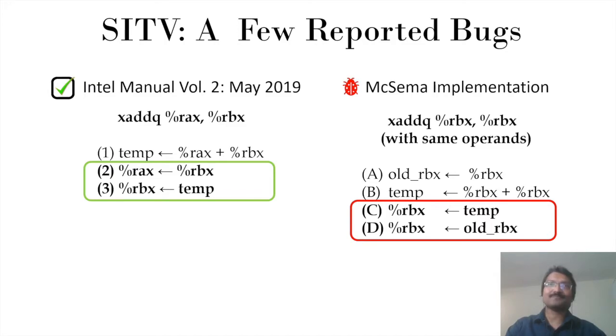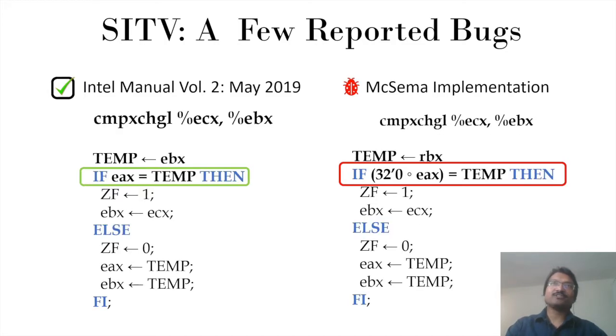This bug is related to the compare exchange instruction, where as per the correct semantics on the left, EAX needs to be compared with temp, whereas in the buggy implementation on the right, 0 concatenated with EAX is compared, which is indeed a bug.